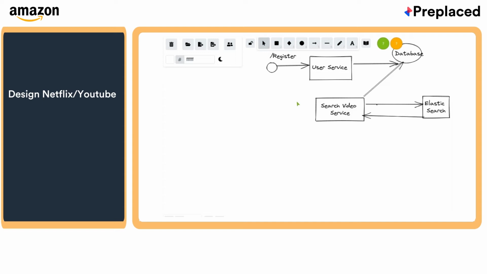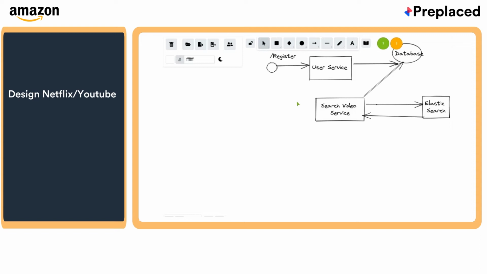So will there be any connection between Elasticsearch service to database, or will it be a search service to database? No. In terms of search, there won't be a direct connection between Elasticsearch and the database. The Elasticsearch will send the data back to the search video service. So what kind of data will it return to that search service? It can return a list of video IDs that are relevant to the search.